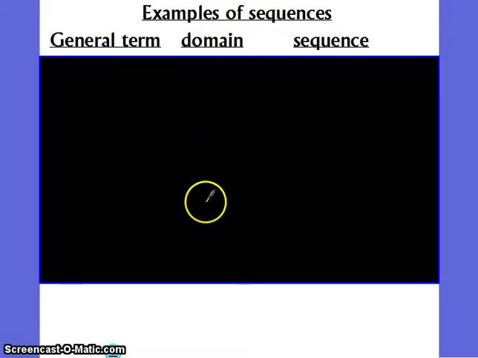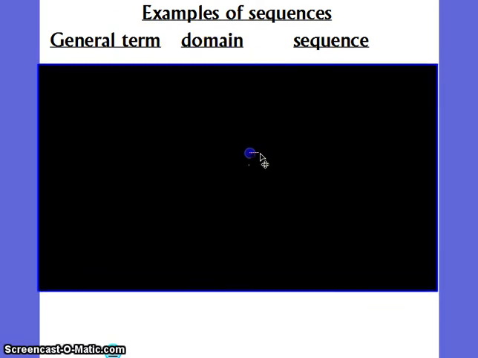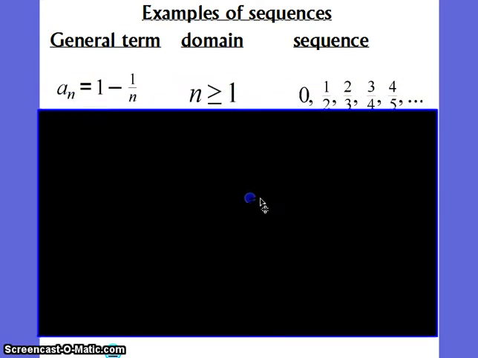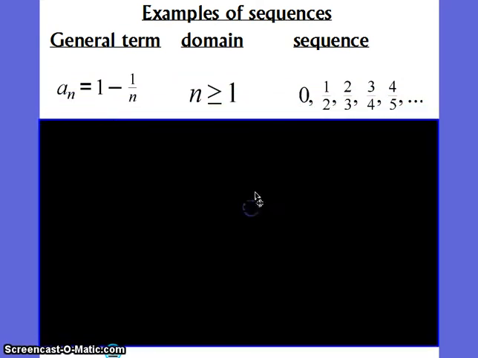So here are some examples of different sequences. You're going to see the general term, the domain, and then the actual terms of the sequence. I'm going to do the first one. Here's the general term of the sequence, 1 minus 1 over n, when n is greater than or equal to 1. So what we're doing is putting in n equal to 1, then 2, then 3, then 4 into this sequence, and we're getting these results.